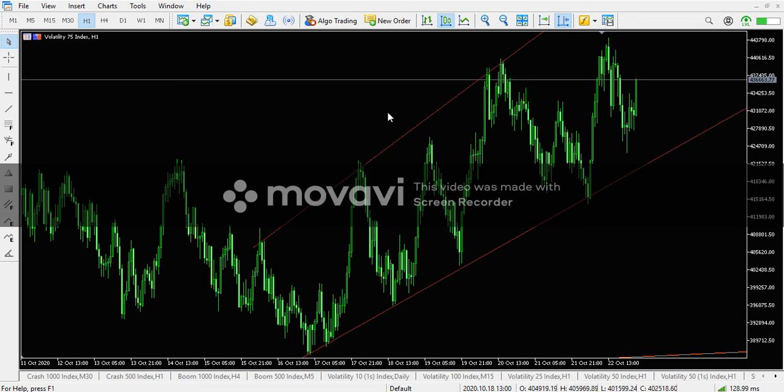Once it breaks out of the trend line, then that trend line becomes invalid. That trend line becomes invalid. So that is one thing we have to note also.